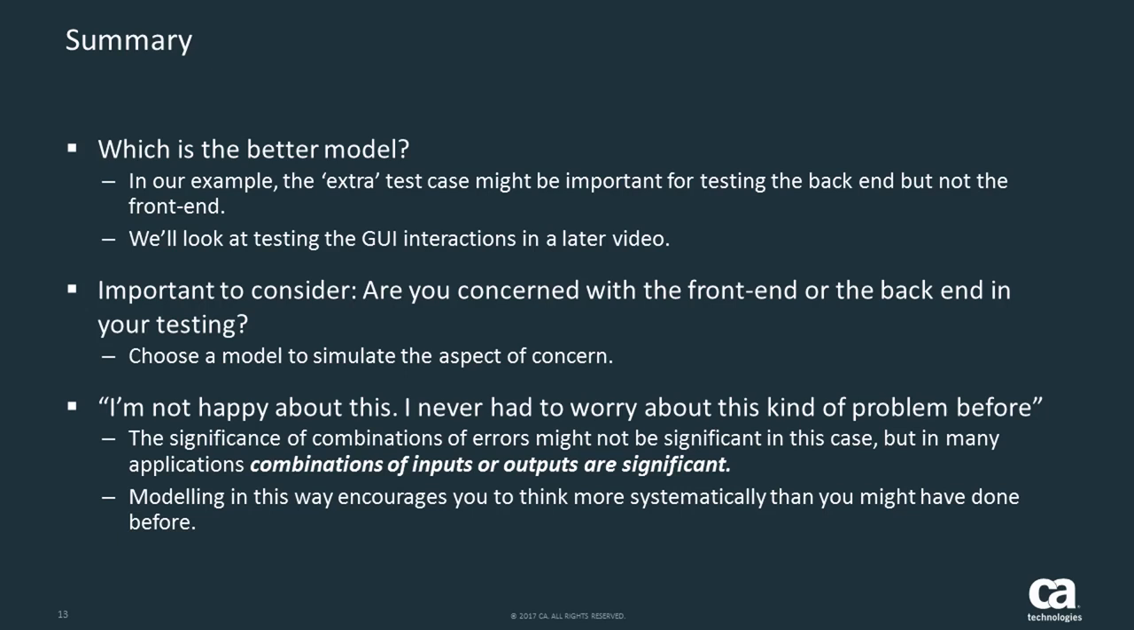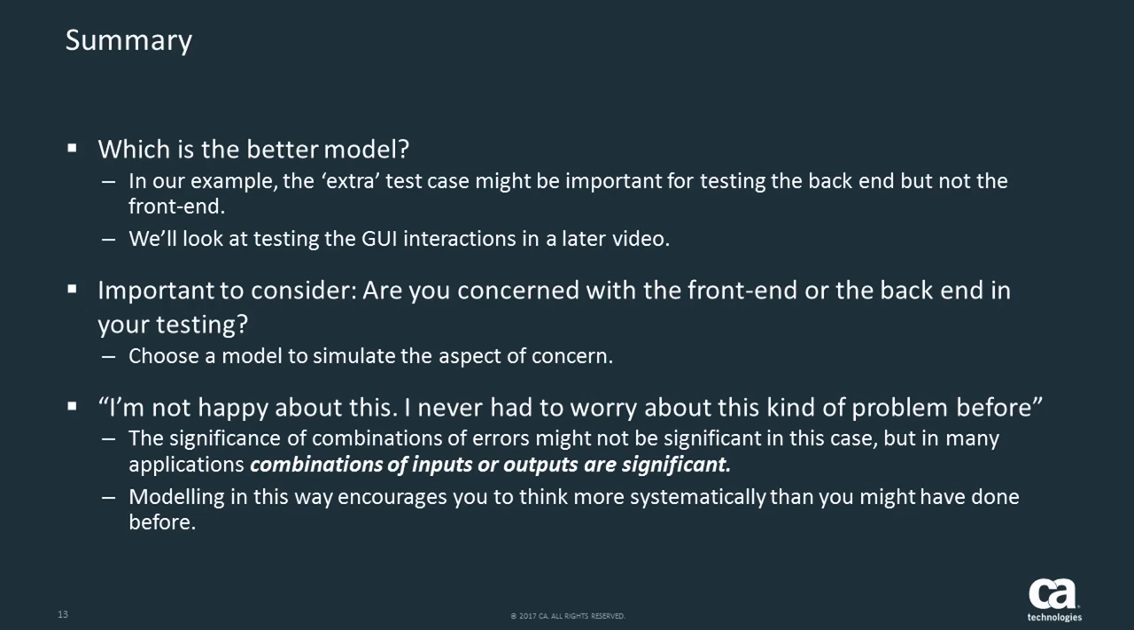Going back to the two models, one based on requirements, one based on the as-built version of the software, which is the better model? In our example, the extra test case might be important for testing the back end, but not important from the front end. So we'll look at testing GUI interactions in a later video. But you need to have in the back of your mind what your model is covering and whether what it omits or includes is significant or important. The question is, are you concerned with the front end or the back end in your testing? And the model that you select and the modeling that you do should reflect the aspects of concern.